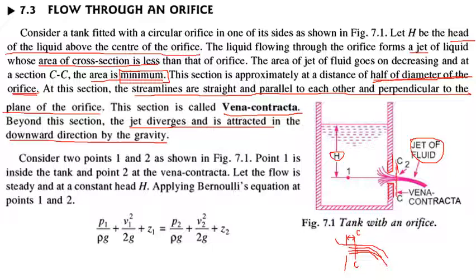Okay. Now consider 2 points 1 and 2 in the figure. Point 1 is inside the tank and point 2 is at the vena contracta or at section CC. Okay. Let the flow be steady, that is dV by dt is equal to 0, and at a constant head h. The head of the tank is constant, that is h. Now applying Bernoulli's equation at points 1 and 2, we have P1 by rho g plus V1 square by 2g plus Z1, which is equal to P2 by rho g plus V2 square by 2g plus Z2.